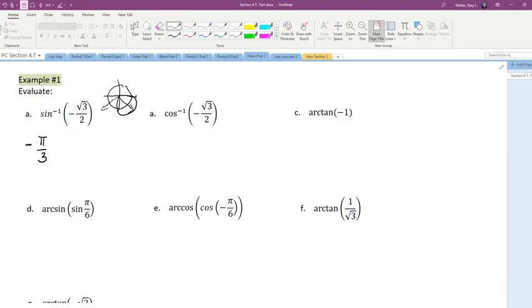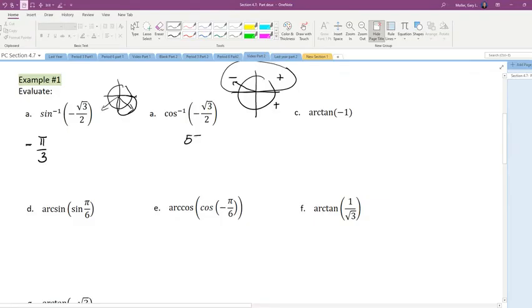Arc cosine of negative root 3 over 2. The answer here, cosine is going to be negative over here. So we're looking for values somewhere in here, but since it's negative, we're going to be in quadrant 2. So what angle has a cosine of negative root 3 over 2? That would be pi over 6. So we're looking at the pi over 6 angle that's in quadrant number 2. And that would be 5 pi over 6.